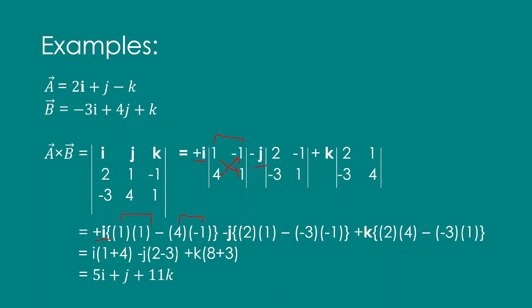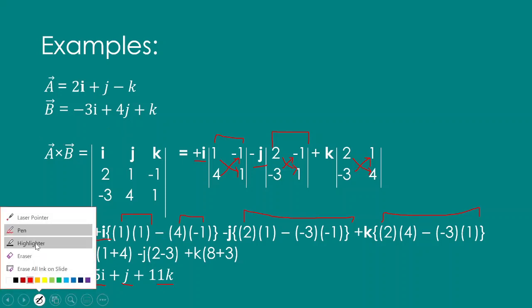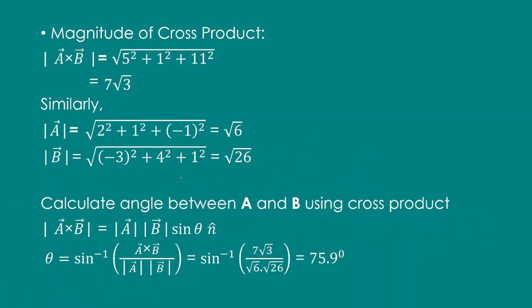Similarly, you take negative J, that's negative J here. Now to find what's inside here, the determinant, we do 2 times 1 minus negative 3 times negative 1. Similarly, in this case, we have positive K, and we have 2 times 4 minus negative 3 times 1. So if you simplify this enough, you get 5i plus j plus 11k, and that's the final cross product of A times B, yeah, A cross B vector.